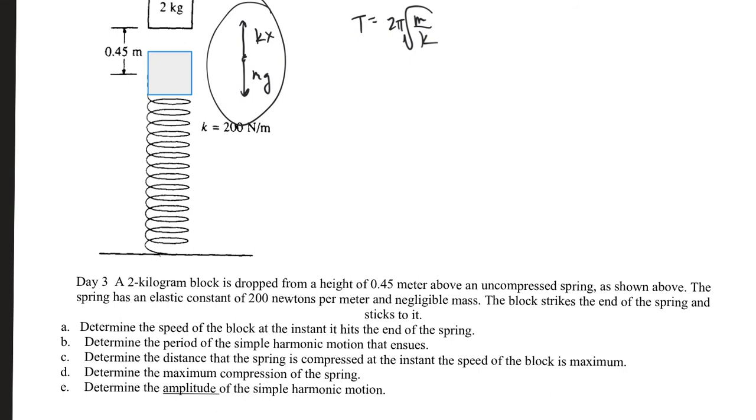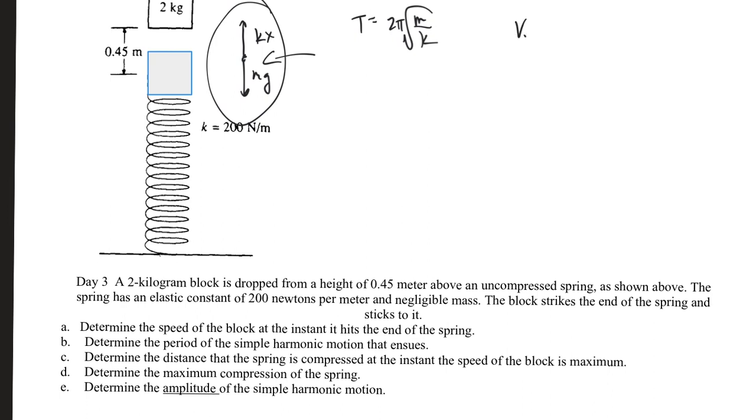Now, question D, determine the maximum compression of the spring. You have a choice on how you do this question. In the other class, I did it one way. In this class, we can do it another. It's up to you guys. Here are your choices. We could try and figure out what the amplitude of this problem is first, and then use that to figure out what the maximum compression is, because we know where the equilibrium position is.